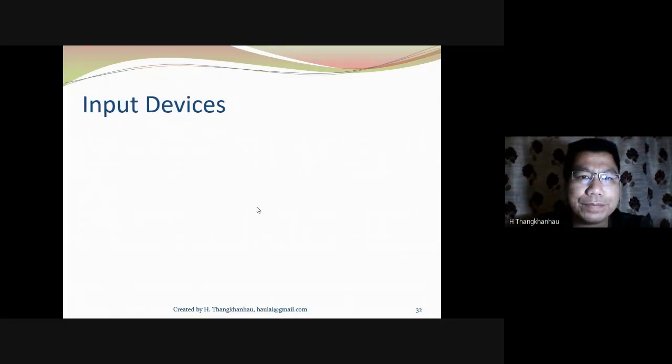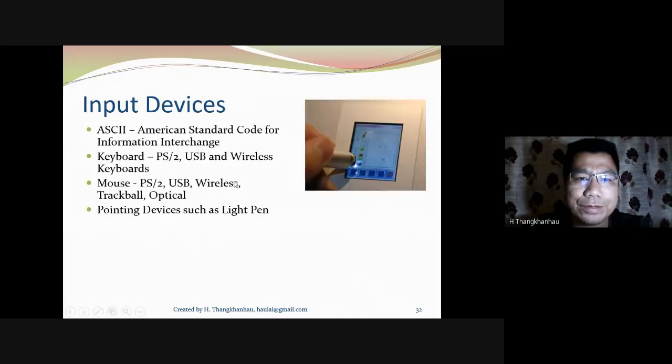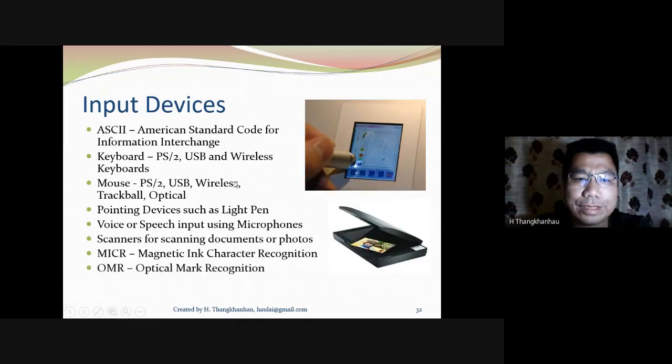Now let us quickly talk about input devices. These are simple devices, and I hope you have already understood. Common input devices include keyboard, mouse, optical mouse, pointing devices such as light pen, microphone, camera, etc. The things that you type into a computer are converted into characters, and each character has a code. The code usually used is ASCII, American Standard Code for Information Interchange. I want you to remember the full form of ASCII because in the CCC exam they used to ask.